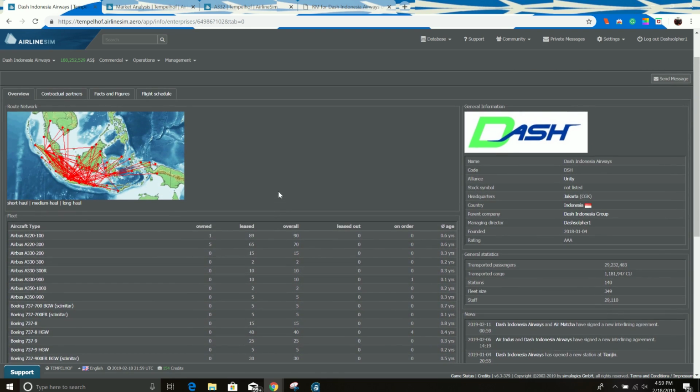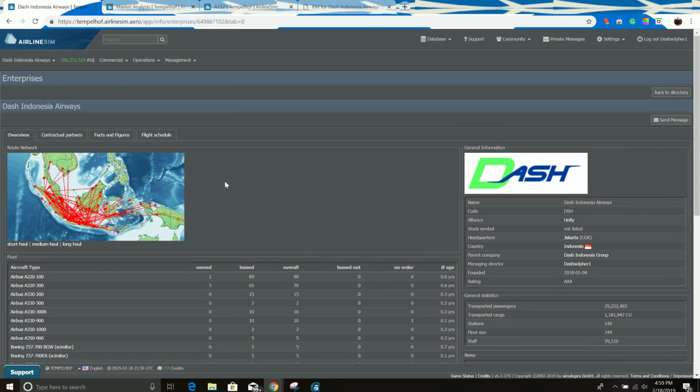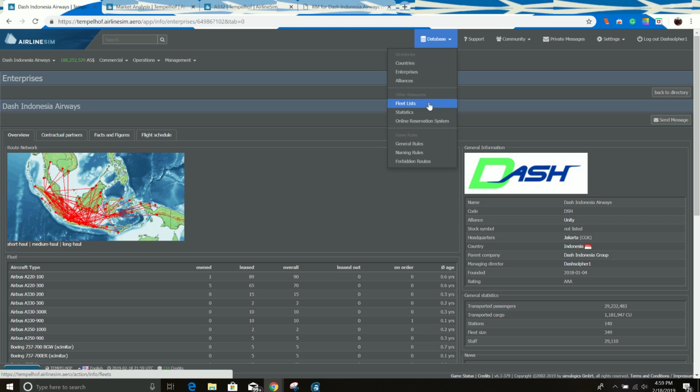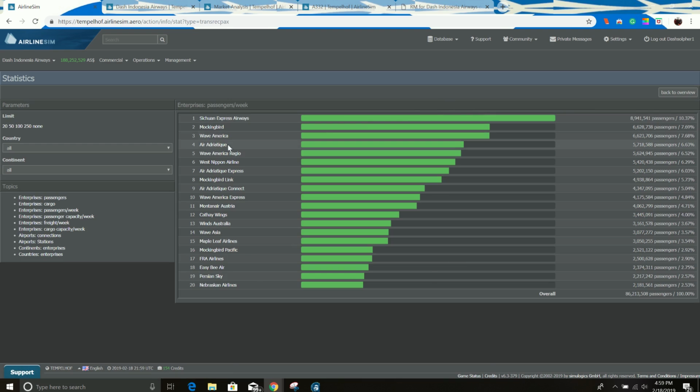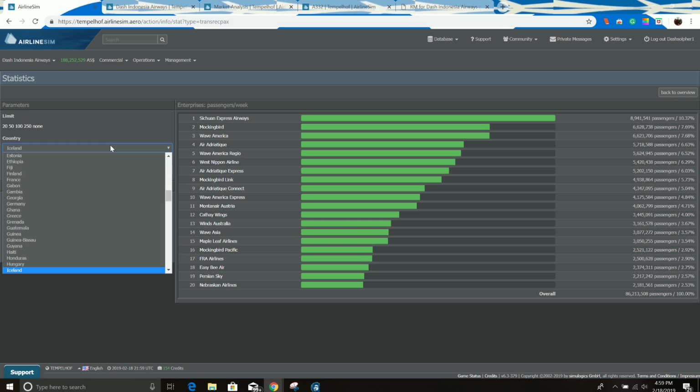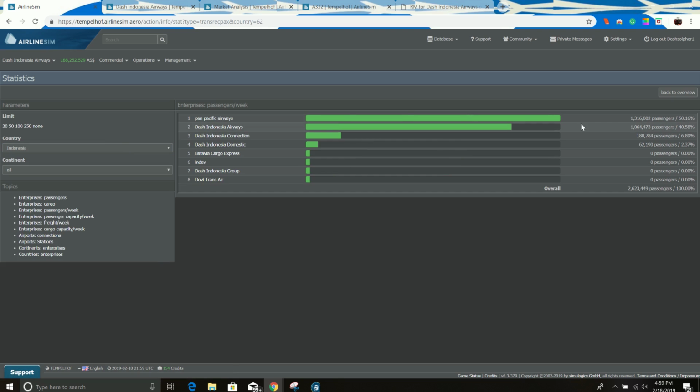So currently, I would say we're probably the second biggest airline in the country. We can easily confirm or deny that fact. So we'll check passengers per week, going by my country of Indonesia. Yeah, so currently we're the second biggest airline by passengers per week. We're closing in on him. We were a lot further behind, but we are catching up now.